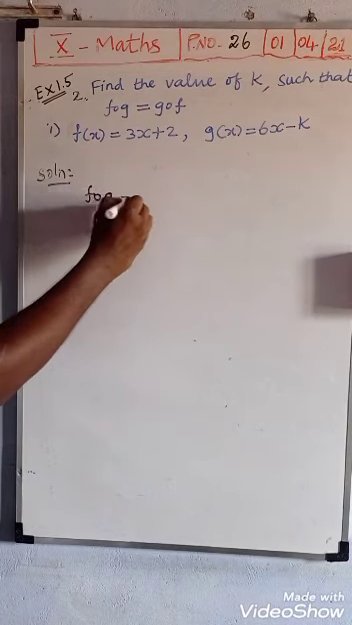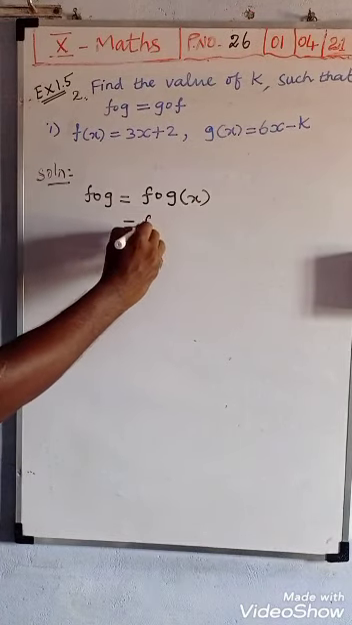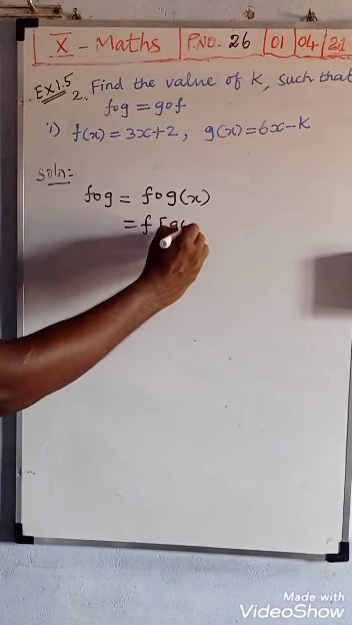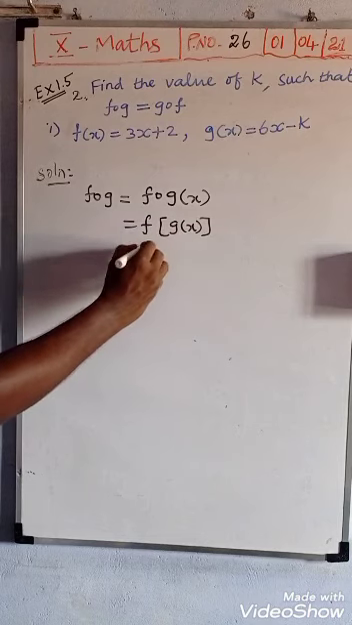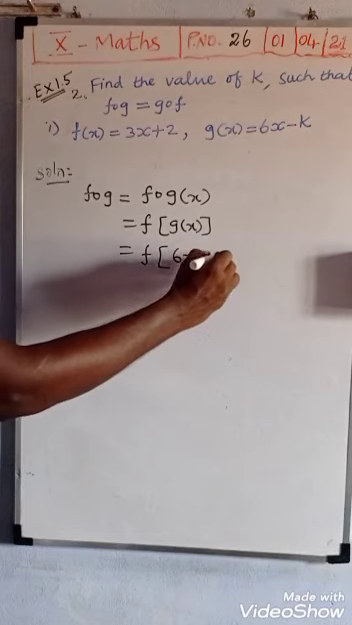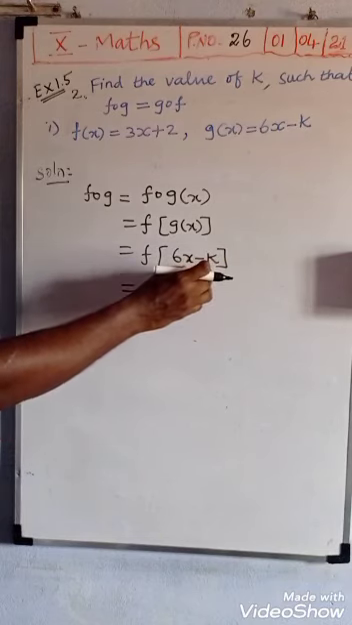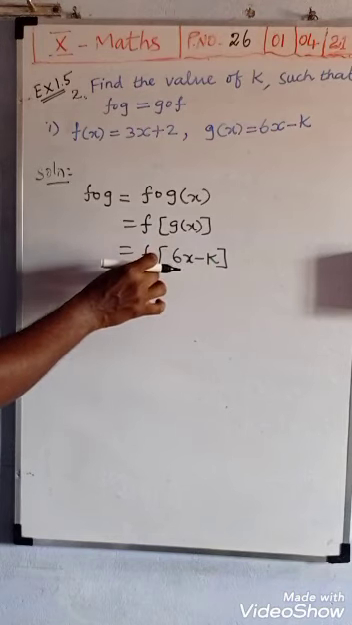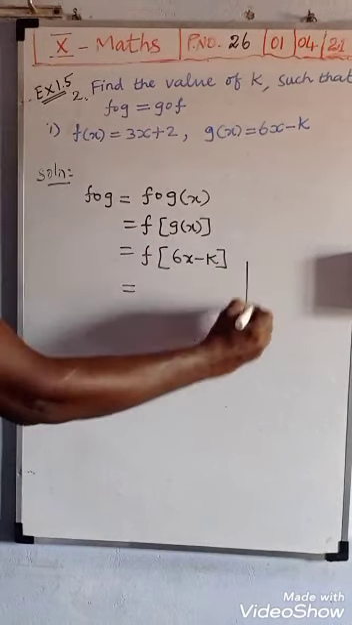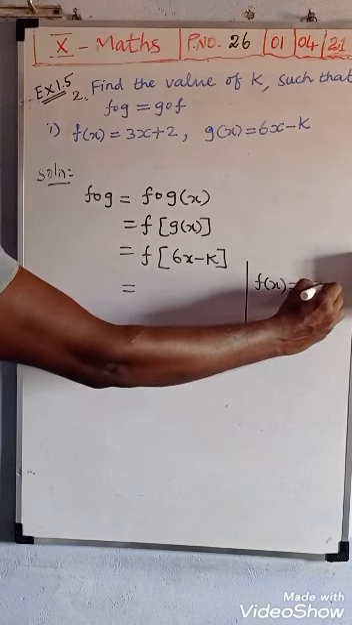First, f composition g. So f composition g of x, we can write as f of g of x. Now g of x is already given. What is that? You should write 6x minus k. Now where do we want to substitute this 6x minus k? We want to substitute it into the function f. What is f of x? f of x is 3x plus 2.